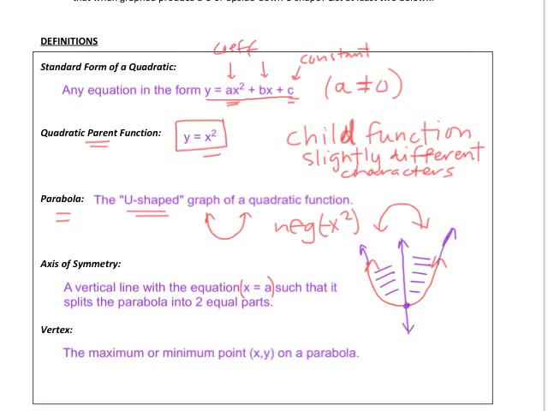And the vertex is going to be the maximum or the minimum point. That's going to be our x and y on a parabola. So the maximum would be if it's a negative x squared, right? That's the highest point on this particular parabola or U-shaped curve. And the minimum point would be if it's a positive x squared. This bottom point right here is the lowest point that the curve goes. So we're talking about the vertex. It's like the top of the U or the bottom of the U.